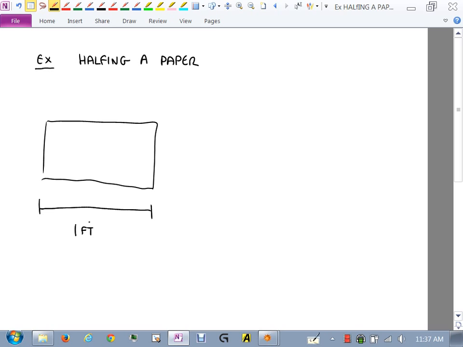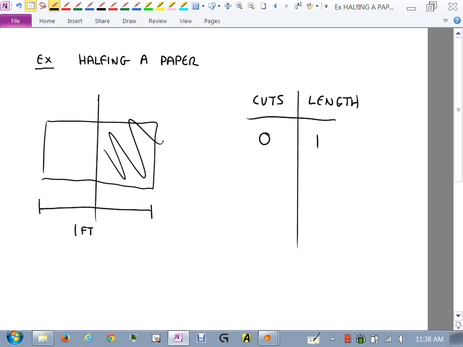Here's my precise instrument. That's pretty good. I cut it in half, right? How long is it now? Half of a foot, or 6 inches, right? But let's say half a foot, right? So I had no cuts, right? Here comes a table. Cuts are here. Length is here. 0 cuts, it was 1 foot. 1 cut, cut it in half. Take that piece, throw it away. How long's what's left? Half a foot. So 1 cut, half a foot.